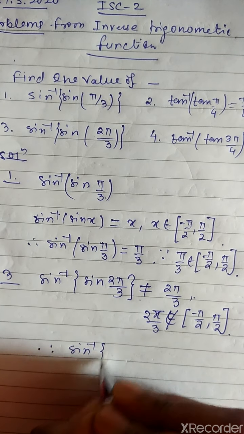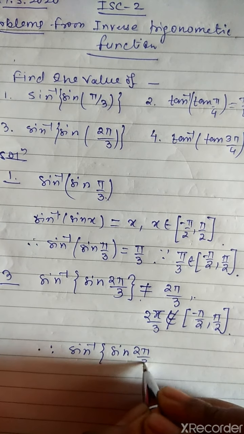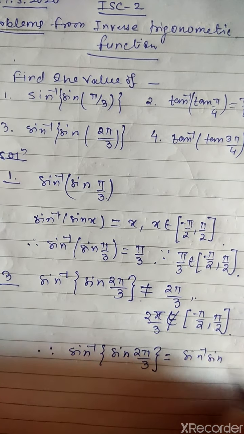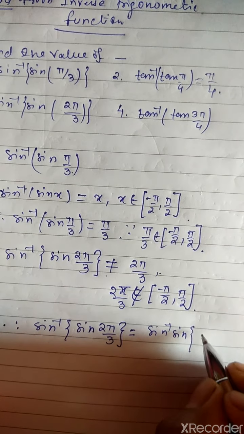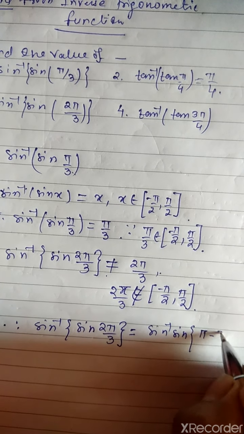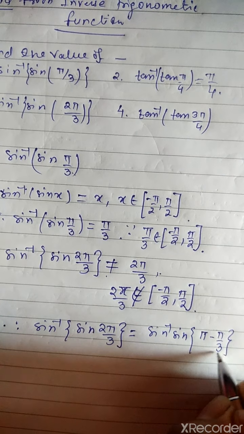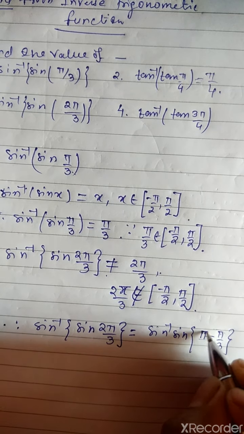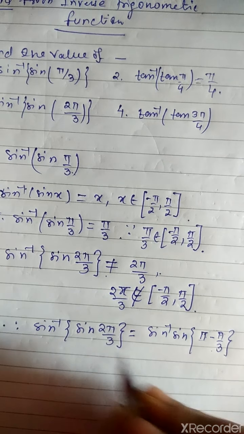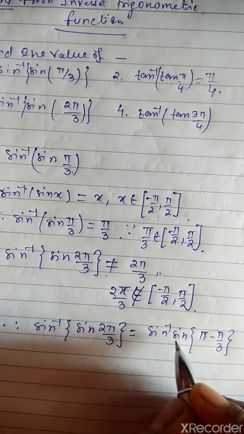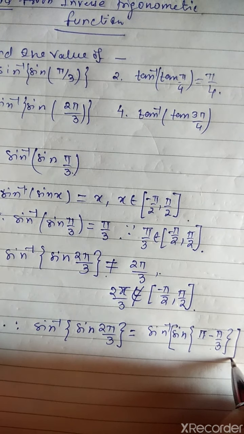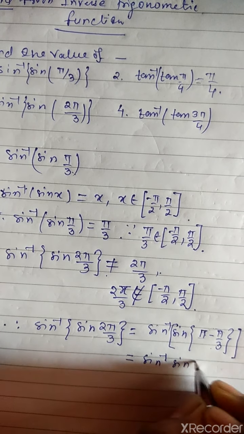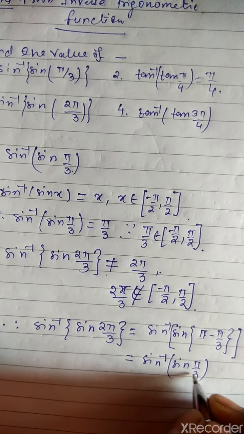Therefore, we will replace this one. We can write sine 2 pi by 3 as sine of pi minus pi by 3, and this gives 2 pi by 3, because 3 pi minus pi divided by 3 is 2 pi by 3. So this can be written like this, and this value is equal to sine inverse of sine pi by 3. Why sine pi by 3?